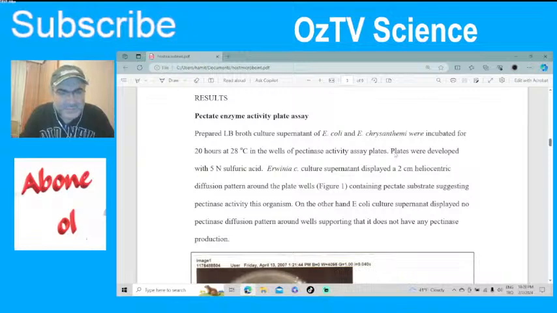Prepared LB broth culture supernatants of E. coli and Erwinia chrysanthemi were incubated for 20 hours. See, they did that before the lab. I mean, preparing these cultures is not easy, so they did the pre-work. The assistants do that. Incubated for 20 hours at 28 Celsius in the wells of pectate activity assay plates.